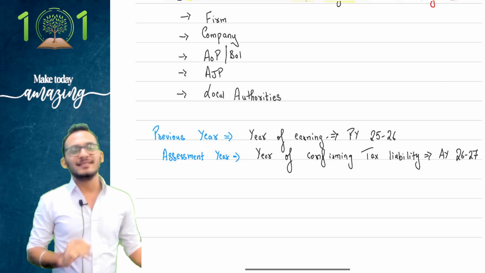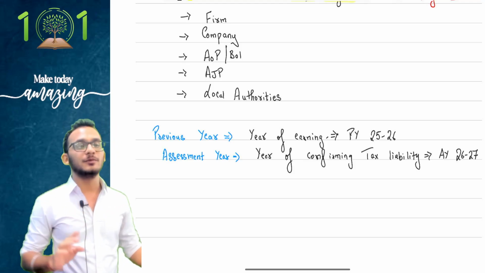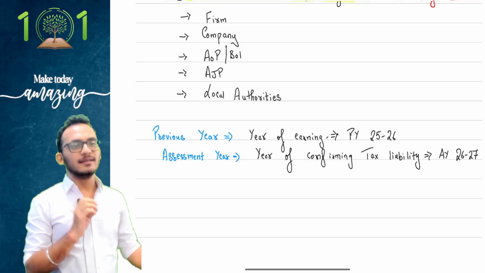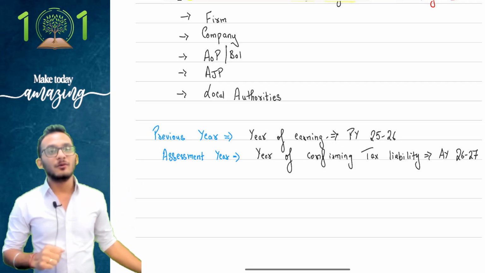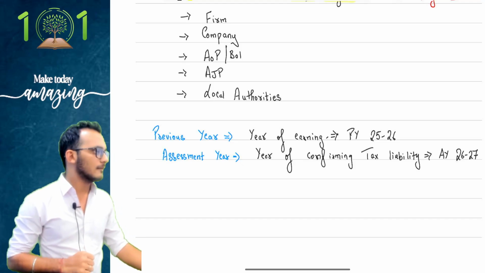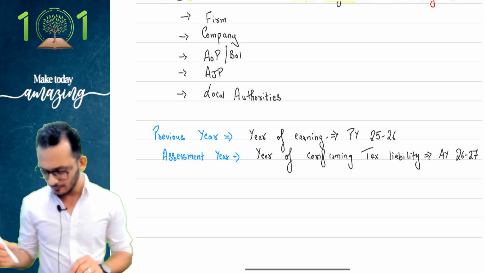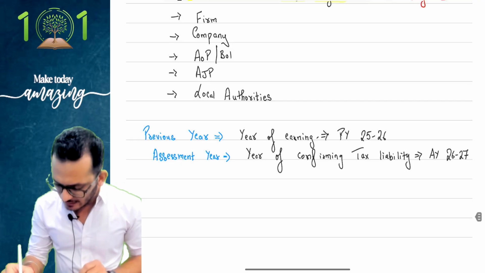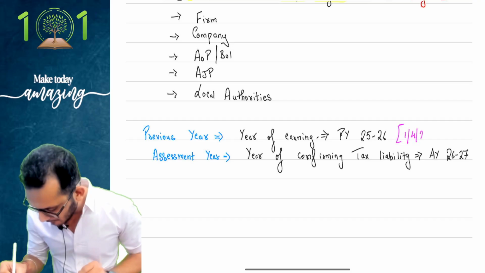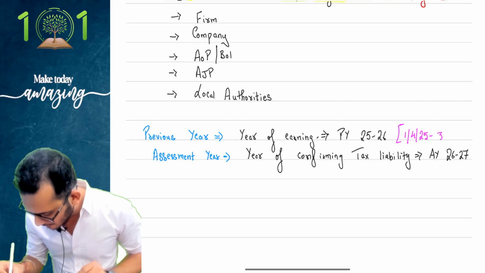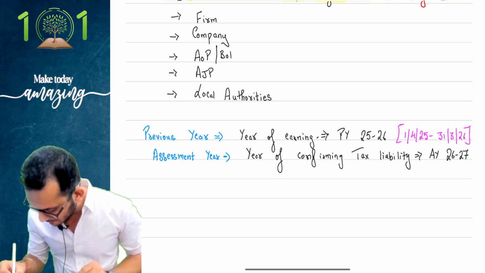Clear? So let's understand this carefully when you talk about previous year and assessment year. Previous year for your exam is 25-26. Assessment year is 26-27. Very good. Help me out, people. I want it in date format. Starting date. First date is 1st April to 31st March. Very good. Next one.